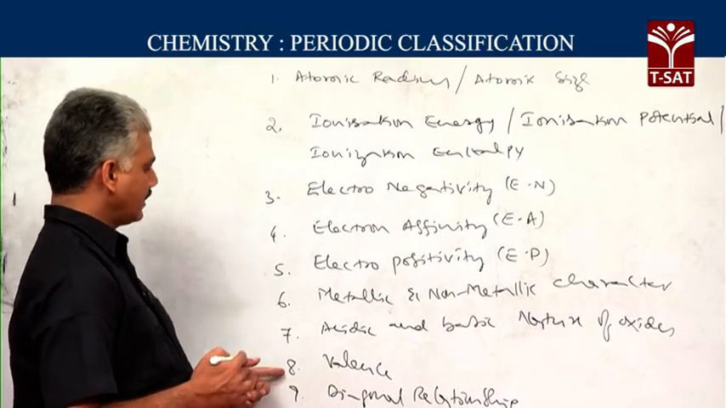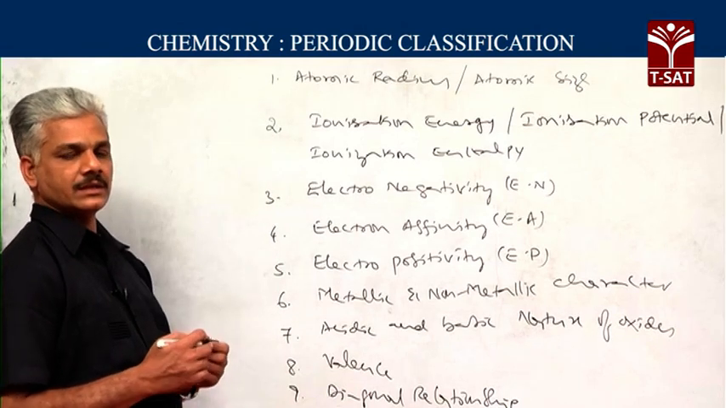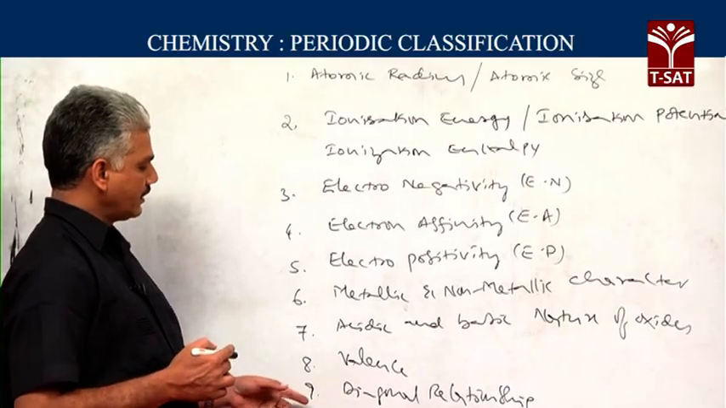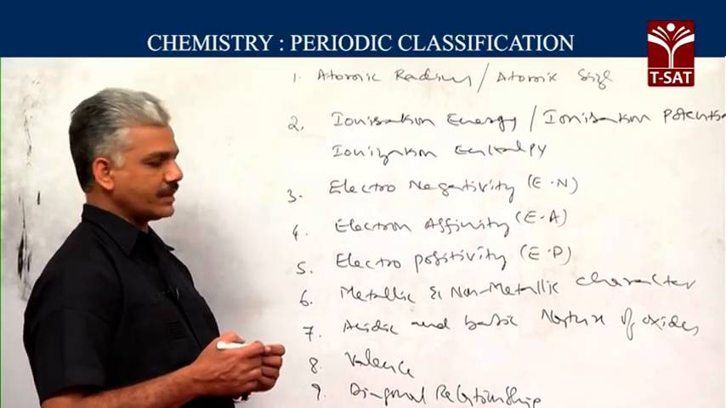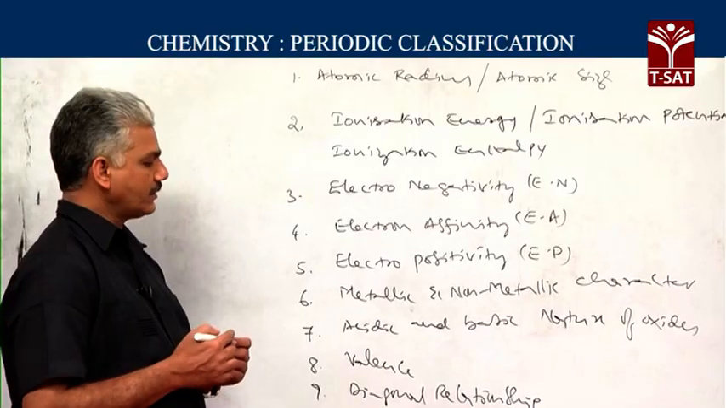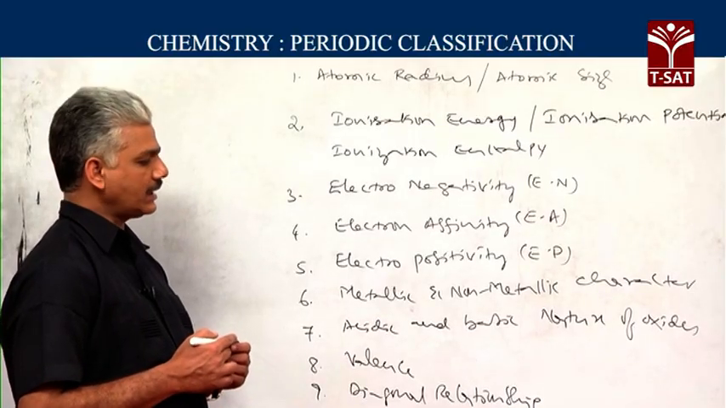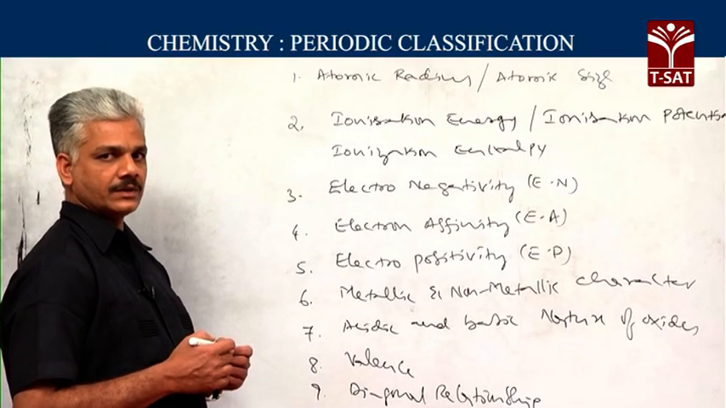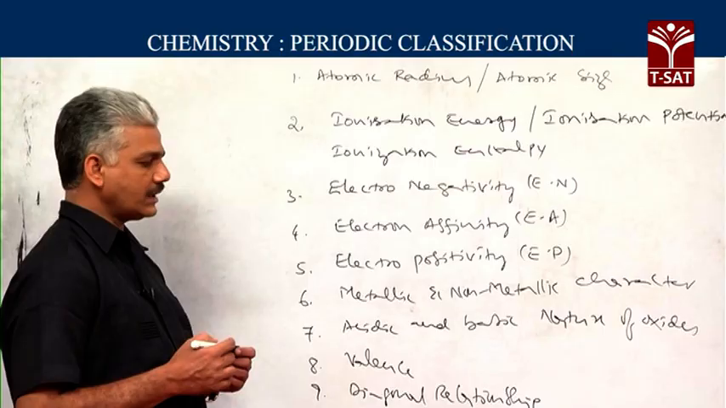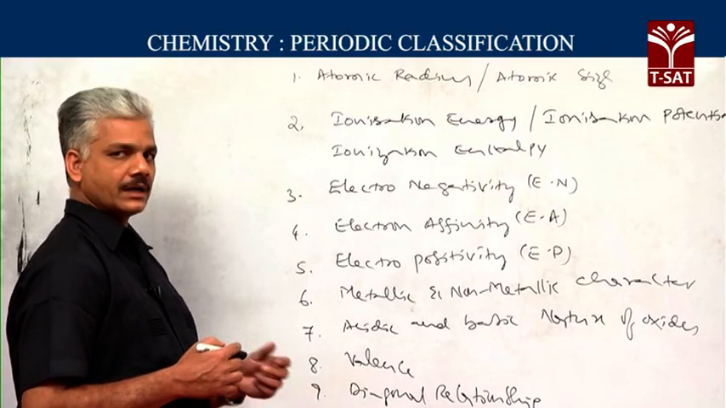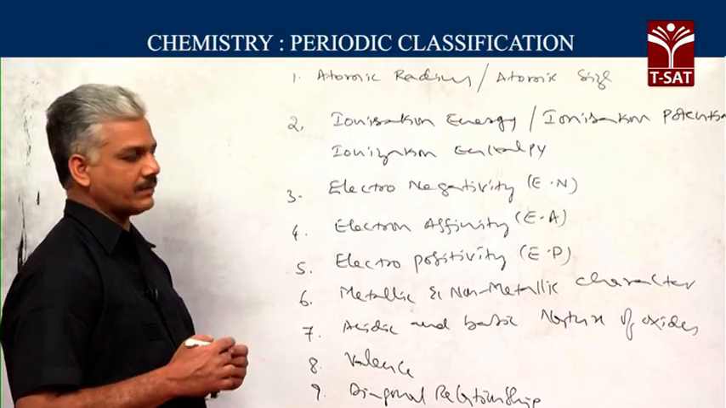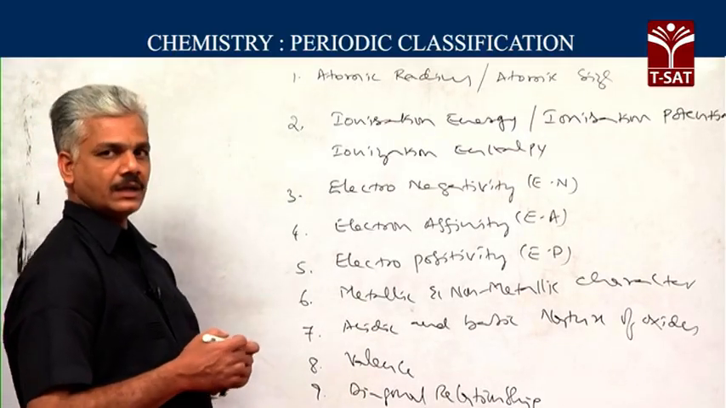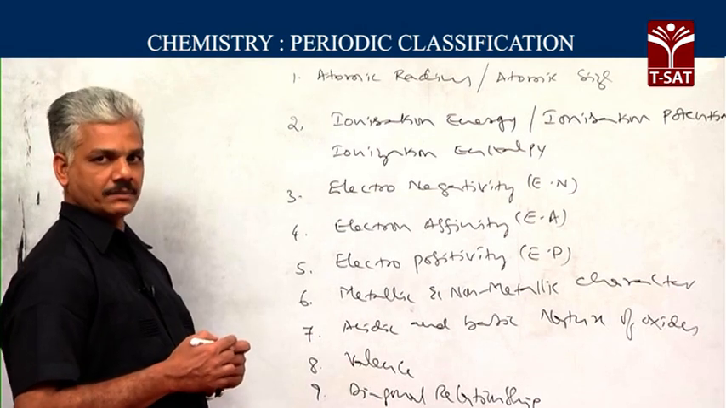Out of the 9, the first 8 properties regularly change in the period and group, whereas the diagonal relationship property is limited to only the first 2 periods, and it is observed only among elements of 1A, 2A, 3A and 4A groups. That is why diagonal relationship is a limited property, but the remaining 8 are repeated in a regular manner throughout the periodic table.